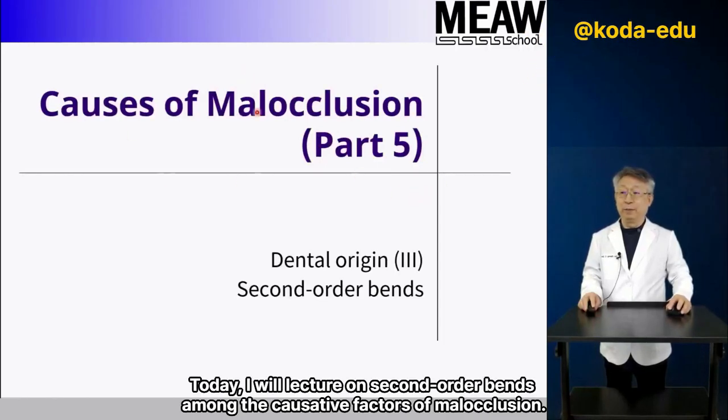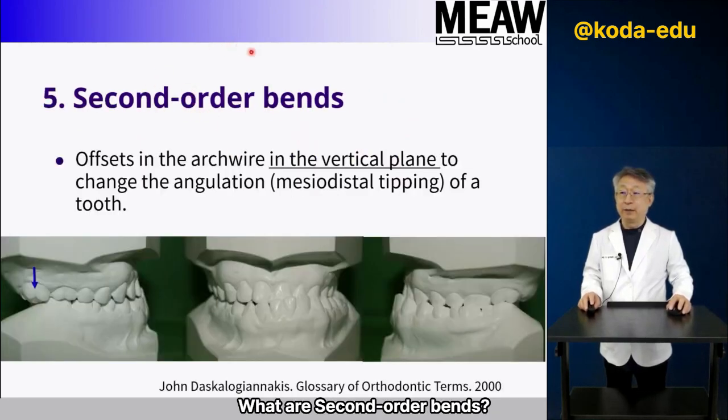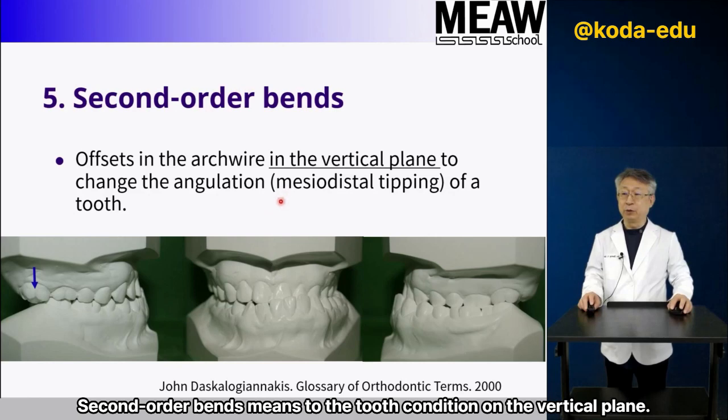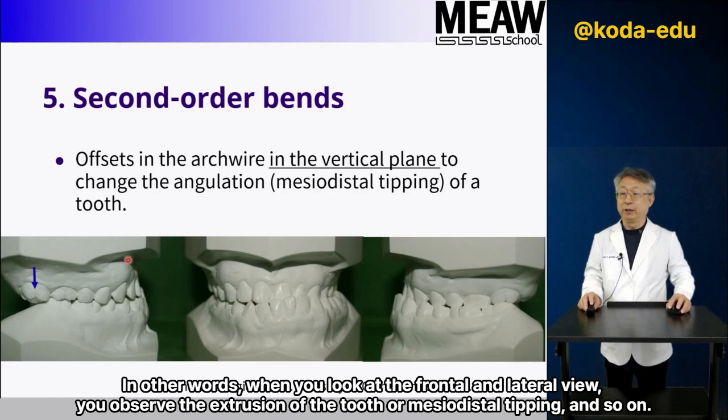Today, I will lecture on second-order bends among the causative factors of malocclusion. What are second-order bends? Second-order bends refer to the tooth condition on the vertical plane. In other words, when you look at the frontal and lateral view, you observe the extrusion of the tooth or mesiodistal tipping, and so on.